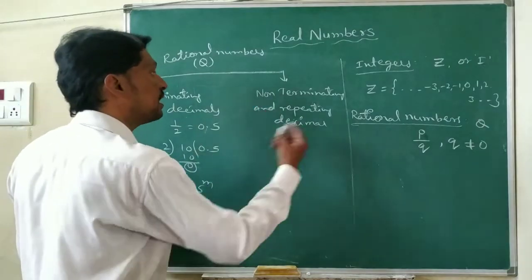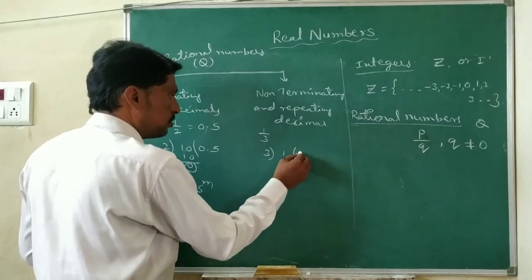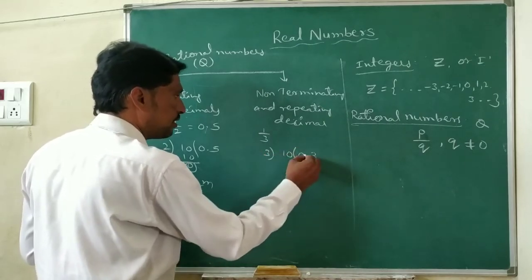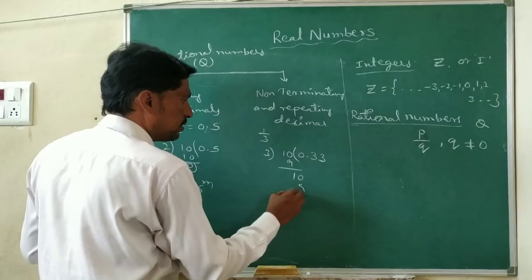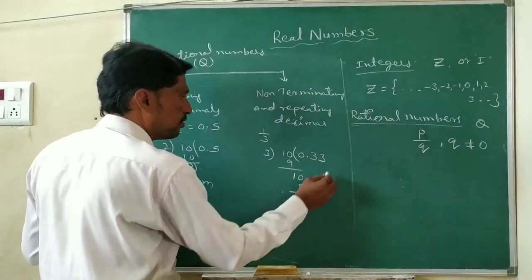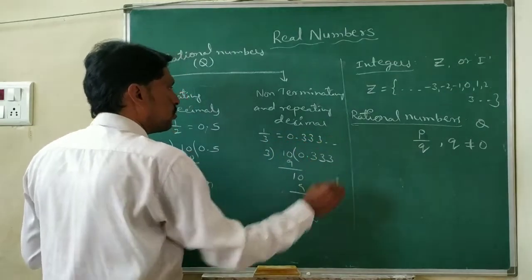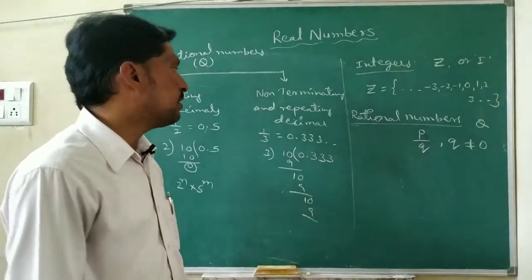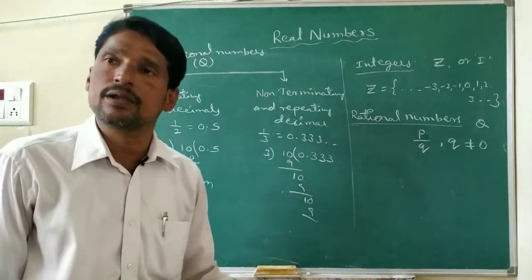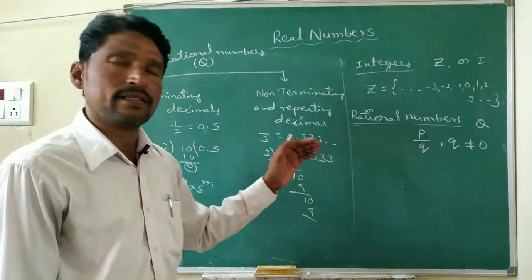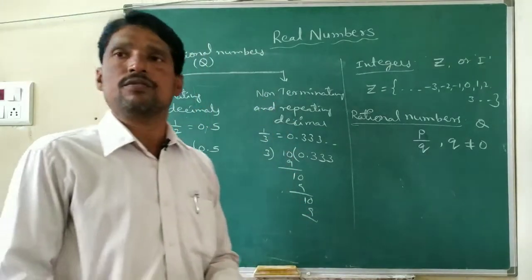Next, non-terminating and repeating decimals. For example, 1 by 3. Divide 1 by 3: 3 threes are 9, 1 remained. Already it is point 0. 3 threes are 9, again 1 remained. Again 3 threes are 9, which means that digit is repeating. So 0.333 and so on. It is not getting the remainder 0, and the digits in the decimal places are repeating. That is why we call it non-terminating and repeating decimals.